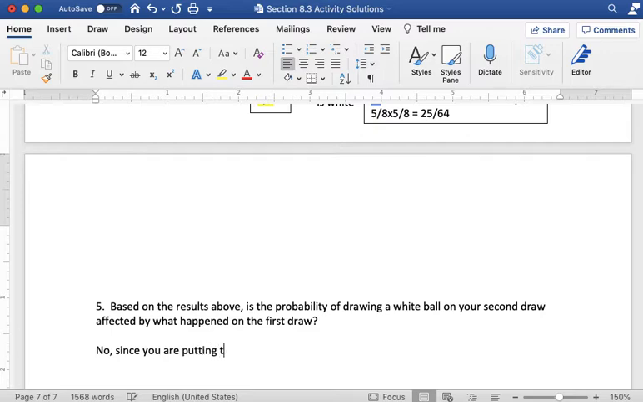Since you are putting the ball back before the second draw, the probability of white is always 5/8.